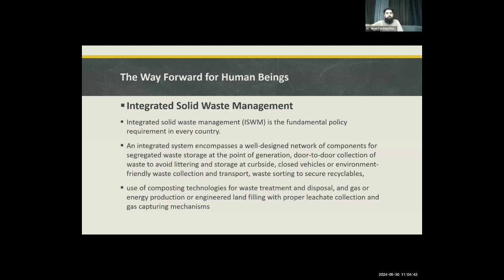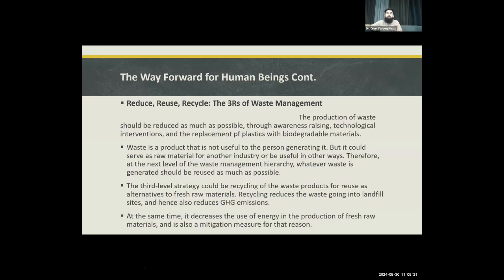An integrated system encompasses a well-designed network of components for segregated waste storage at the point of generation, door-to-door collection of waste to avoid littering, and storage at curbside, closed vehicles, or environment friendly waste collection and transport, waste sorting to secure recyclables. Use of composting technologies for waste treatment and disposal, and engineered landfilling with proper leachate collection and gas capturing mechanisms should be there. So basically, an integrated system. Next slide, please. So basically, an integrated solid waste management system should be installed in every region, in every country, as a way forward.